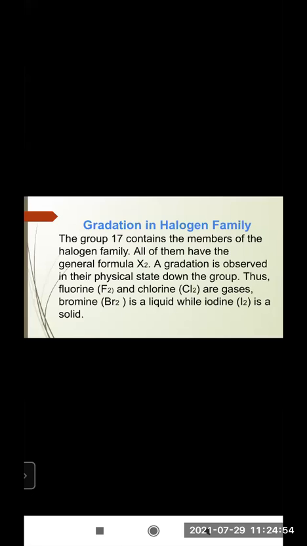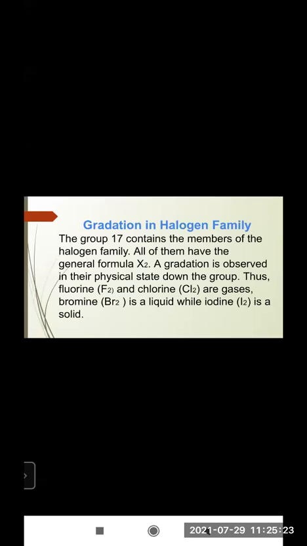While going down the second group, the reactivity of the alkaline earth metals goes on increasing, and thereby the ease with which this reaction takes place also goes on increasing. So as we move down in the second group, whatever alkaline earth metals are present, the reactivity goes on increasing, and therefore the ease with which the reaction takes place also goes on increasing when they take part in a chemical reaction.